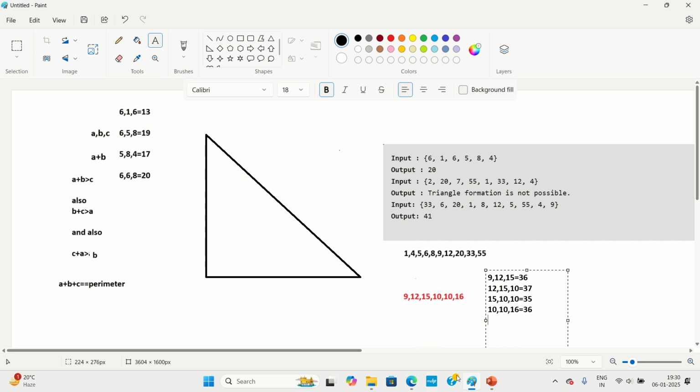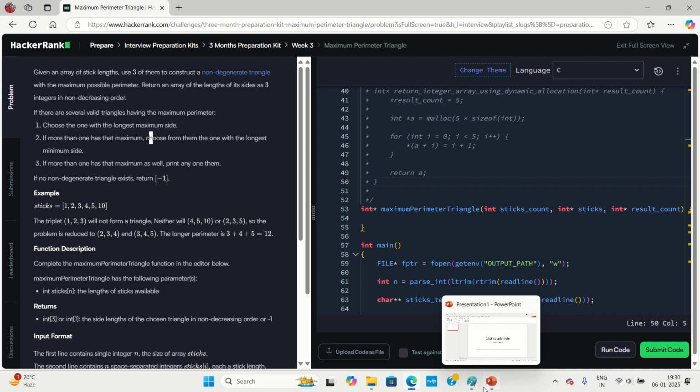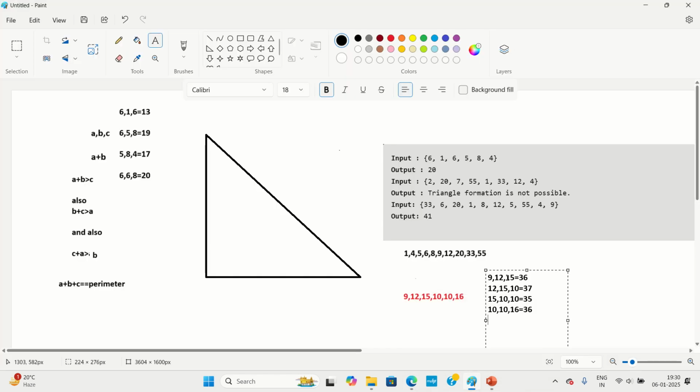Fine. And then also, even if in other cases, if more than one has that maximum as well, choose from them the one with the longest minimum side. Okay, now see, if there is another triangle, they are saying here the longest maximum side was different and we chose the one with the greater one.